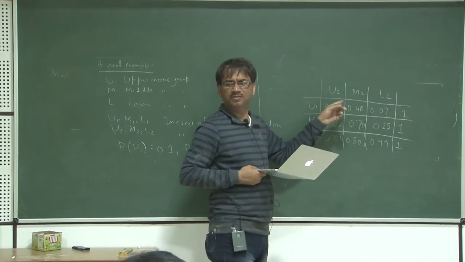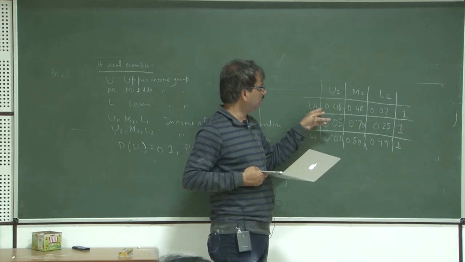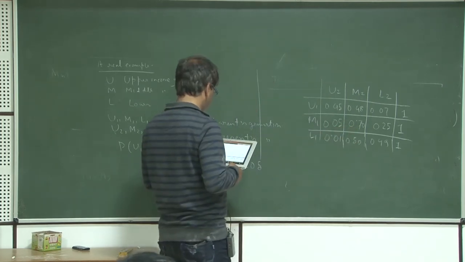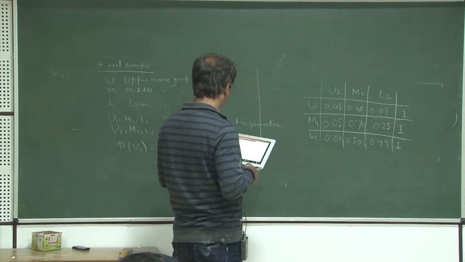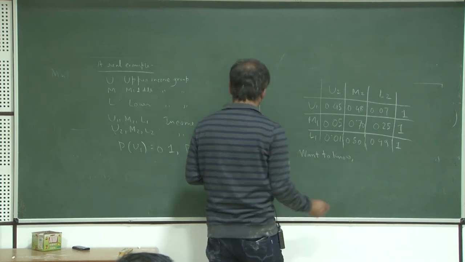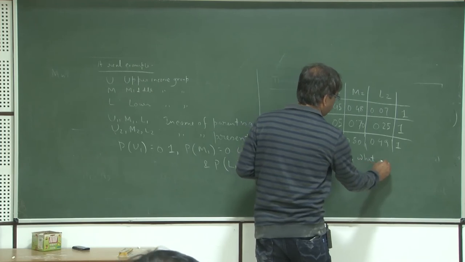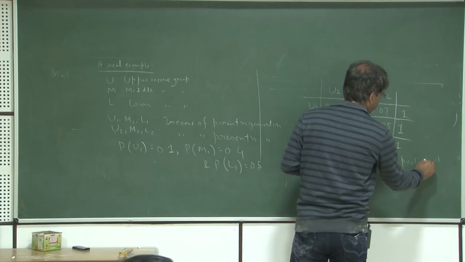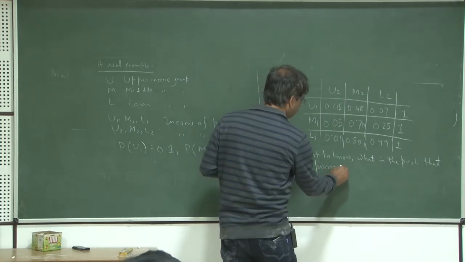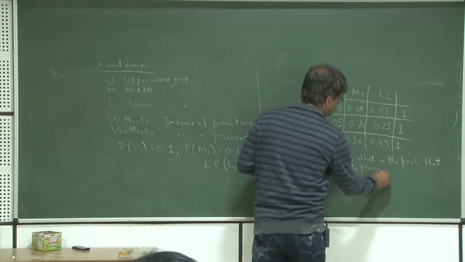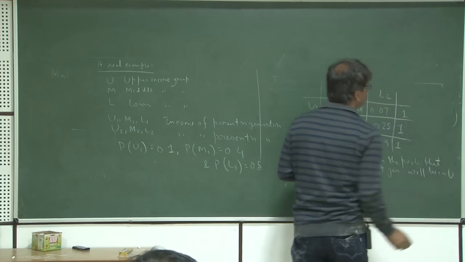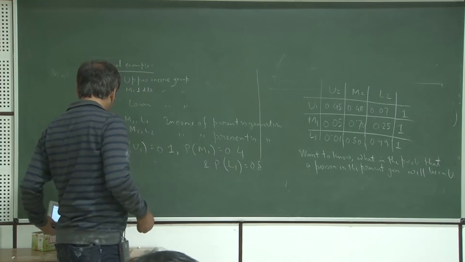So the row sum is equal to 1. The earlier generation, the upper income group, that is 1, that is also 1, that is also 1. Now suppose we want to know what is the probability that a person in the present generation will be in U. That means we want to calculate the probability of U2.